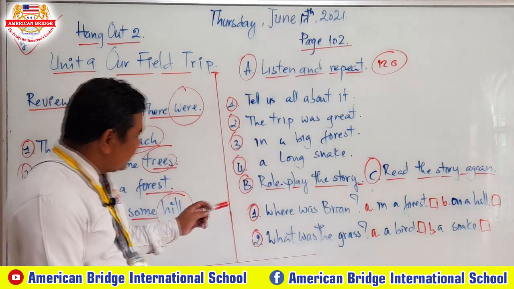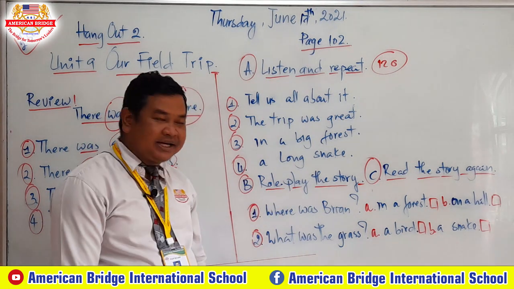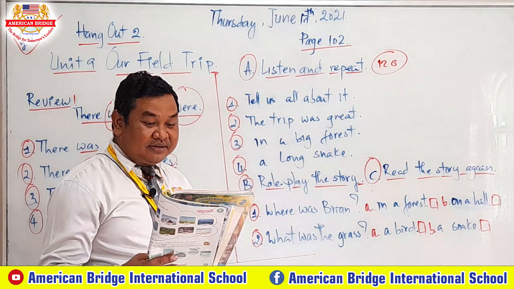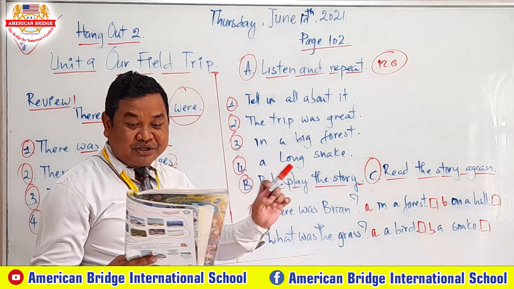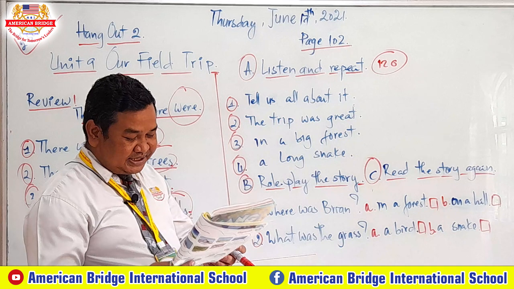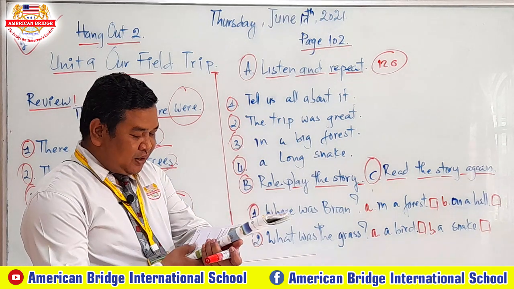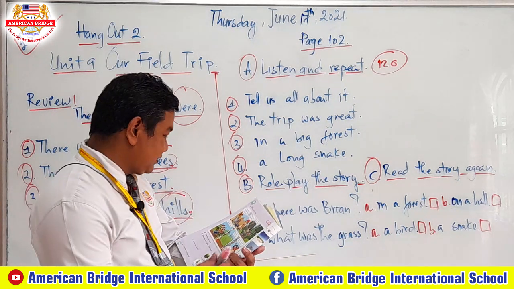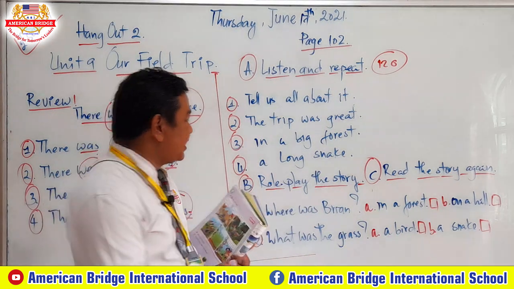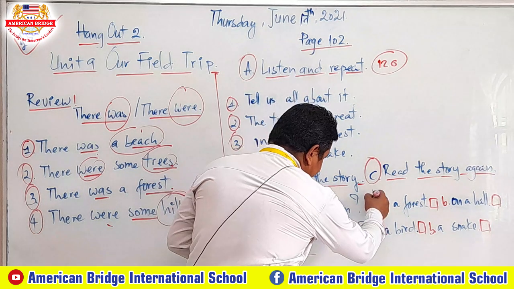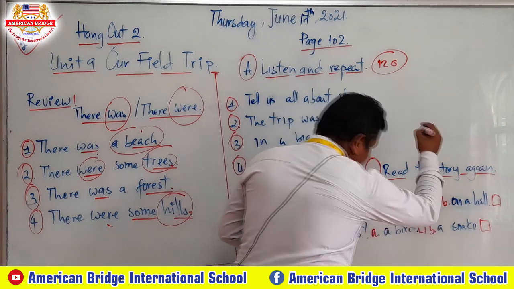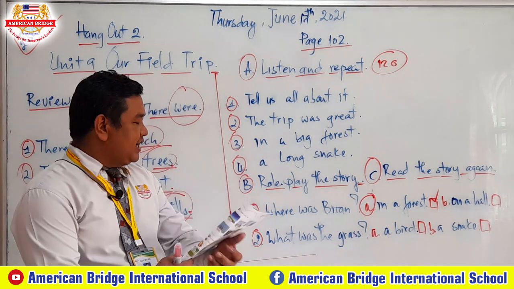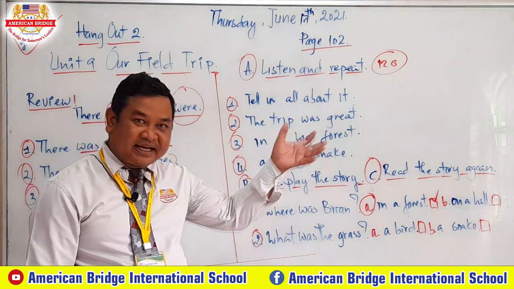Number one, where was Brian, students? In a forest or on a hill? Based on our listening and after you repeat many times, Brian was in a forest, right? Was in a big forest. So this one is letter A, is correct. Was in a forest, this one is not on a hill.